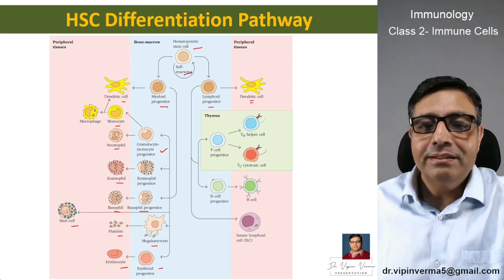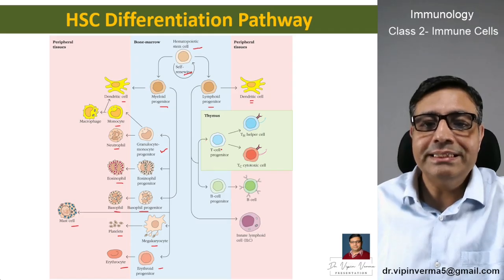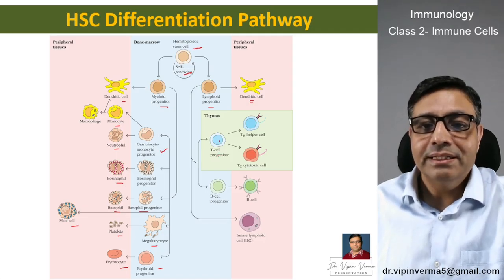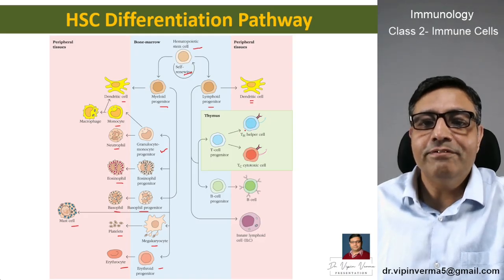Okay, and some cells migrate to the thymus, where they are called the T cell progenitors, and in the thymus the T cell progenitors give rise to the T cells, and we have the two subsets of the T cells which are very important. One is the T helper cells and another is the T cytotoxic cells.